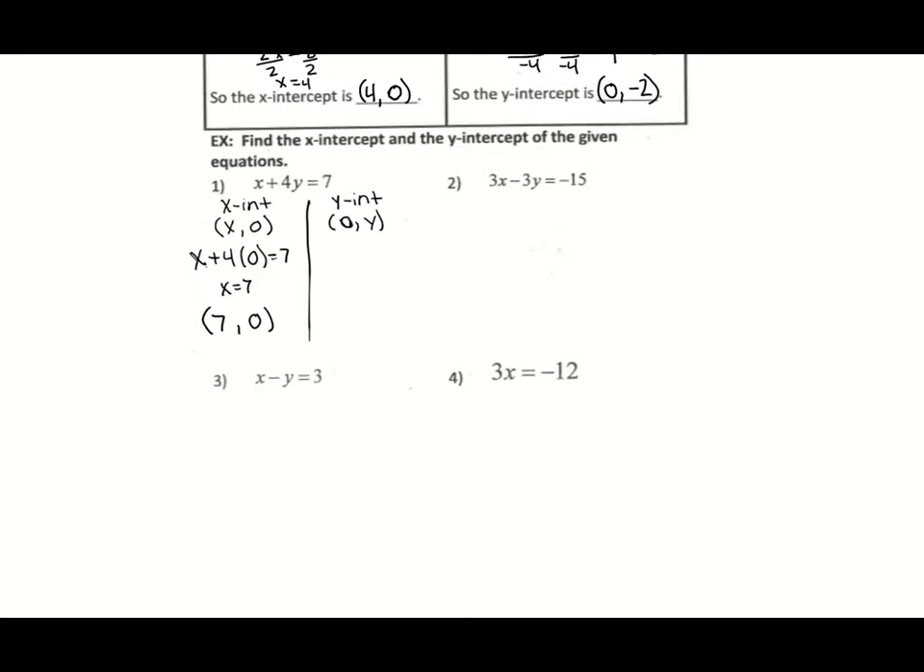My y-intercept, I'm plugging in a 0 for x this time, so I get 0 plus 4y equals 7. 4y equals 7. Need to divide both sides by 4. And I get y equals 7/4. That makes my y-intercept 0, 7/4. Those are my two answers.